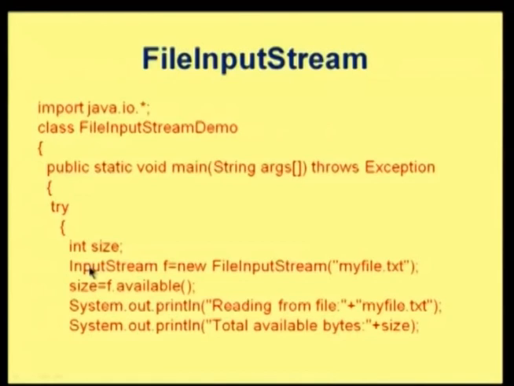We have InputStream f = new FileInputStream. I am having a text file, and f.available will give me the size of that particular file. So now I can print the total available bytes of the file. What is the name of the file? Here you can see InputStream f, so it means that it is an object reference.